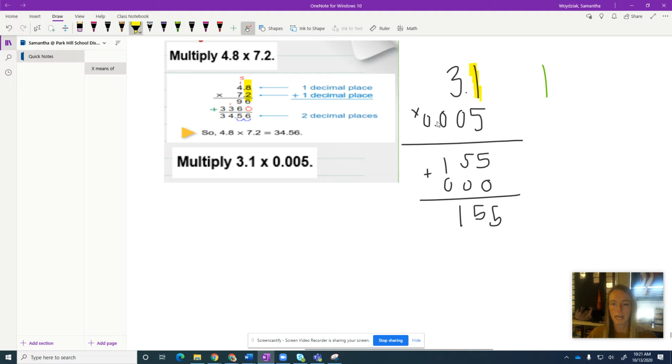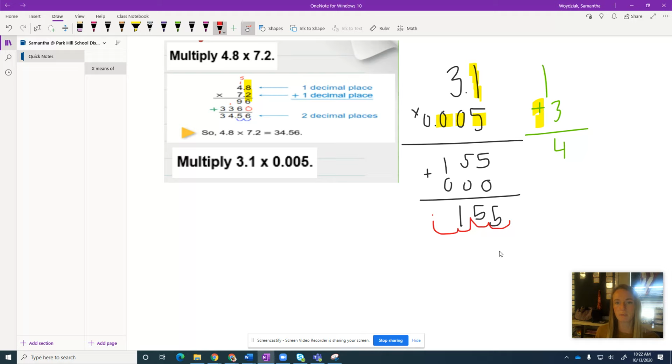Now here, I have 1, 2, 3 numbers to the right of the decimal point. Oops, let me redo that. I have 3 numbers to the right of the decimal point. So together, if I added those up, I have 4 numbers to the right of the decimal point, which means when I find my answer, I need to move my decimal point from right to left 4 times. So I always start at the very end, right? Right here, starts here, and I move 4 times. So 1, 2, 3. I still have to move it one more time, and my decimal goes here.